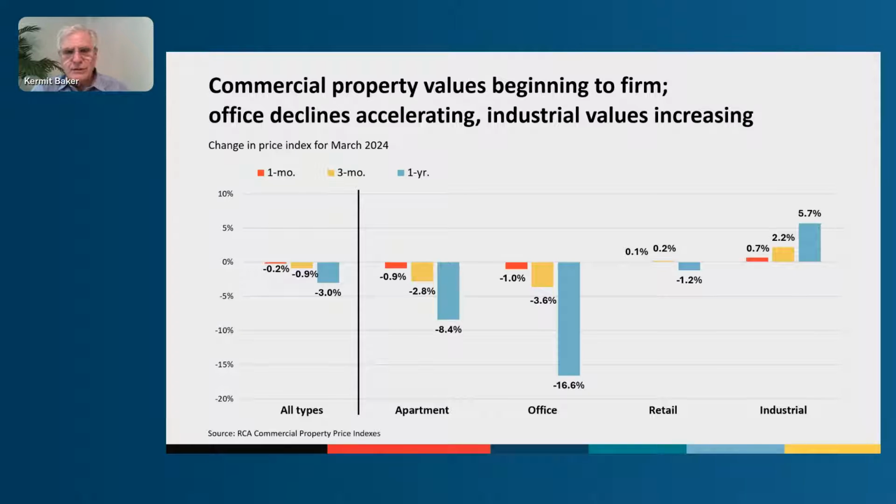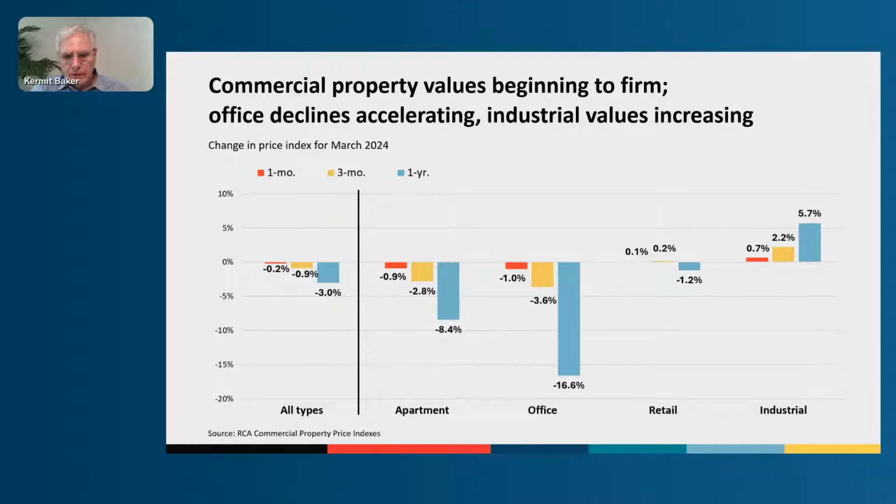And we're seeing that particularly in the apartment and retail categories, both of those still negative, but those negative numbers have been getting smaller in recent months. Office properties, just the opposite, large annual declines in office properties, and those numbers have been accelerating recently. And industrial properties are the one category where values continue to increase.